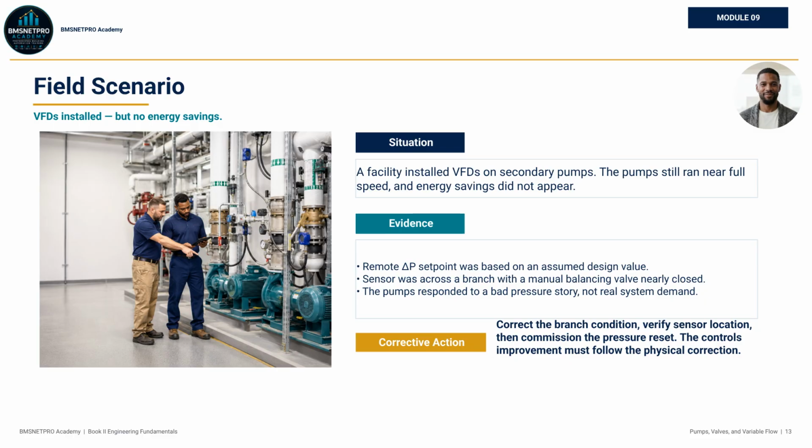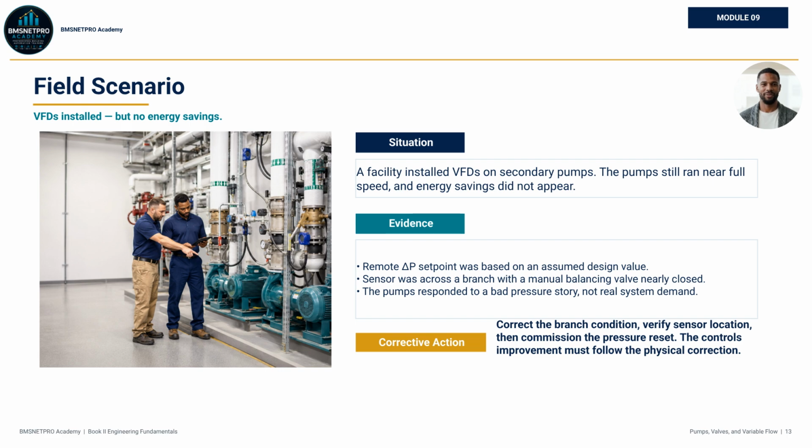Here is a realistic field scenario. A facility installs VFDs on secondary pumps and expects major savings. But after installation, the pumps stay near full speed. The first reaction may be to blame the drive programming, but investigation finds that the remote differential pressure set point was based on an assumed design value, and the sensor was effectively looking at a branch with a manual balancing valve nearly closed.